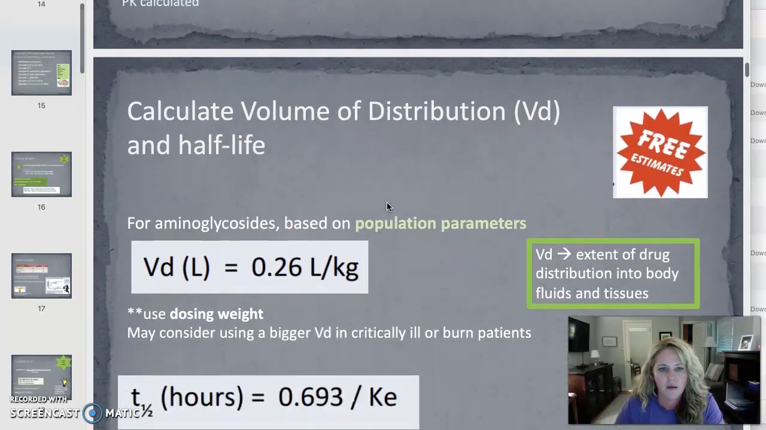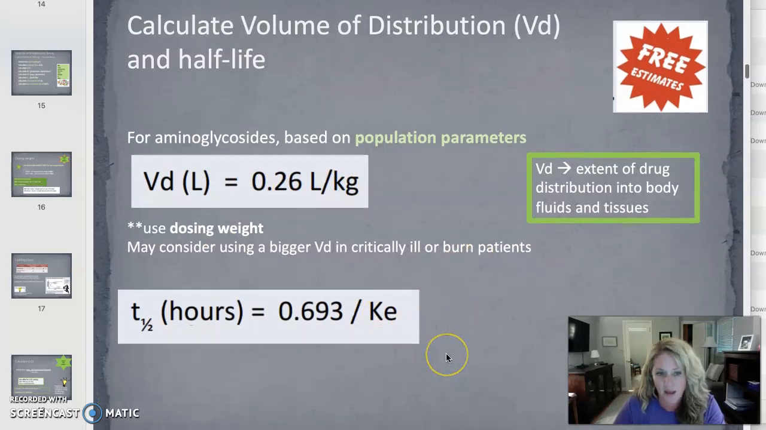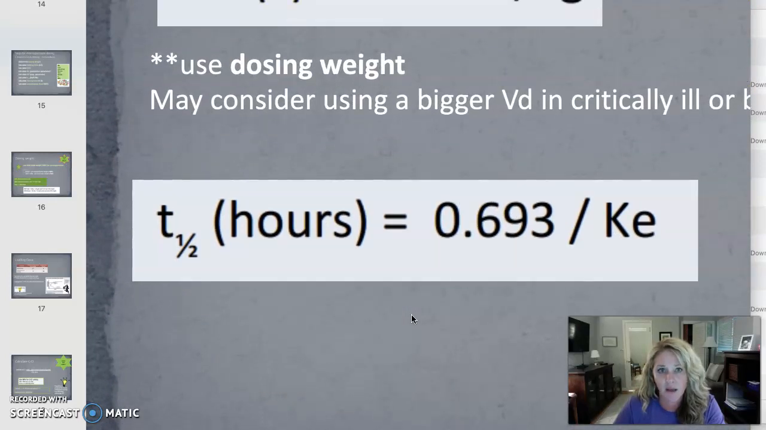To calculate the volume of distribution for aminoglycosides, we use 0.26 liters per kilogram, and we use the dosing weight, which should ideally be the ideal body weight, right? This again is based on population parameters. This will vary from patient to patient, but this is your starting point. Then you can calculate the half-life based on that elimination rate that we did just a minute ago.